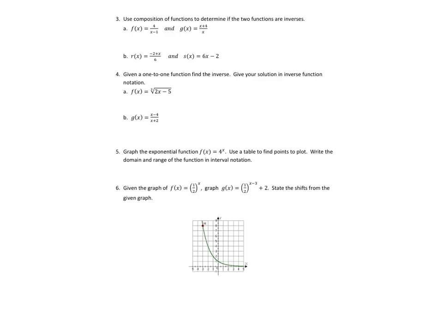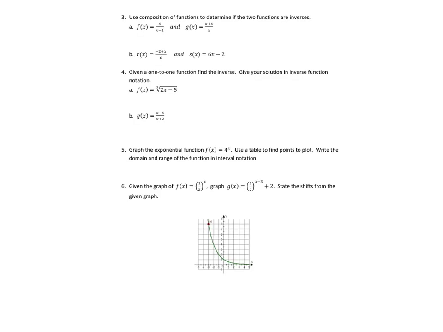So to determine if two functions are inverses, I need to check that f composed with g of x is equal to x, and that g composed with f of x is equal to x. So I need to check both inverses here. So let's first start with f of g of x. So that's going to be 4 over g of x minus 1.